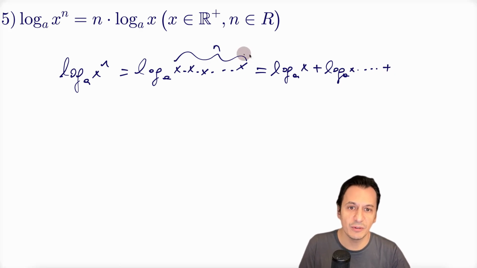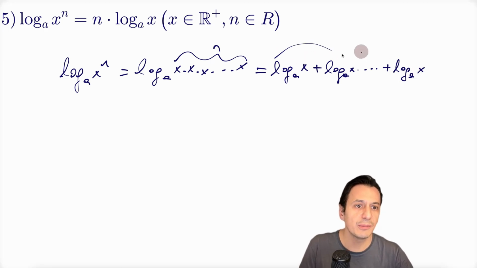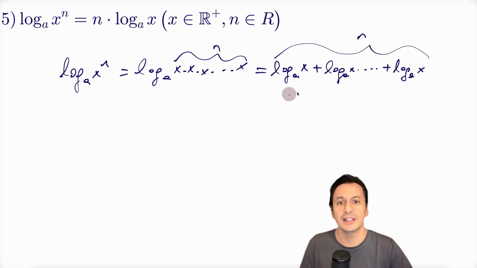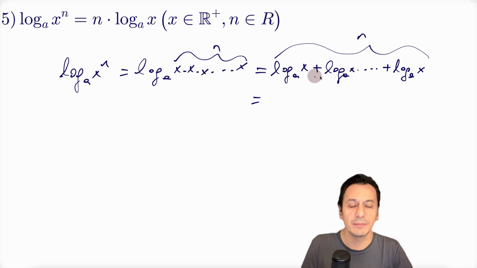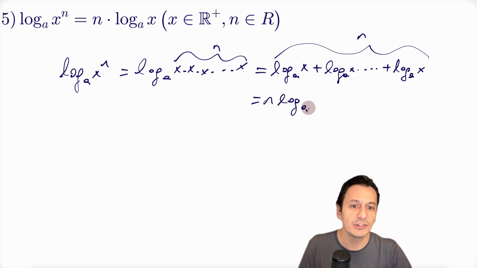We wrote them all down. There are n of them. Let's write the last one as well. So we've summed n logarithms of x to the base a. So what does this mean in mathematics? It means multiplying n by the logarithm base a of x.